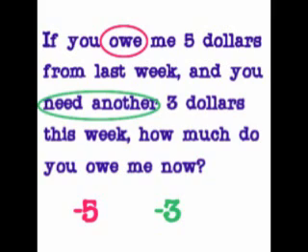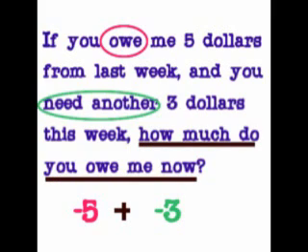Now we need to know what we're doing with these 2 numbers. Are we adding them or subtracting them? The question says, how much do you owe me now? Which means we're combining both debts. When you combine 2 numbers, you add.